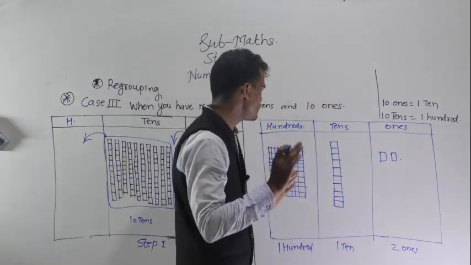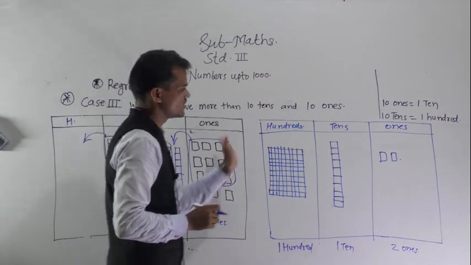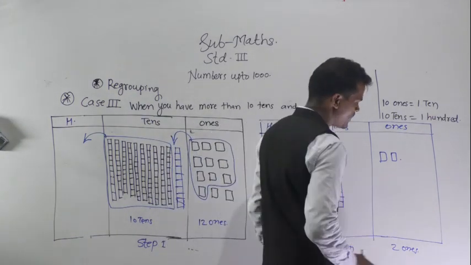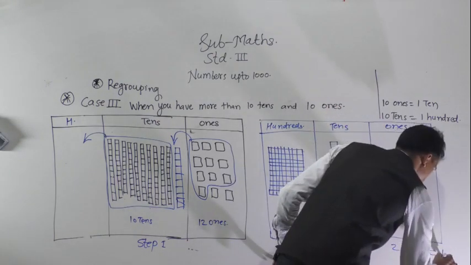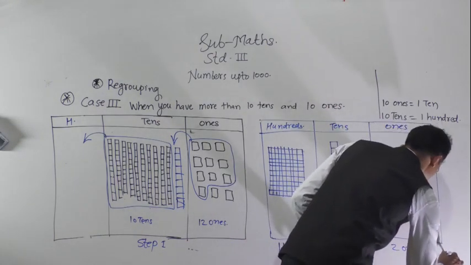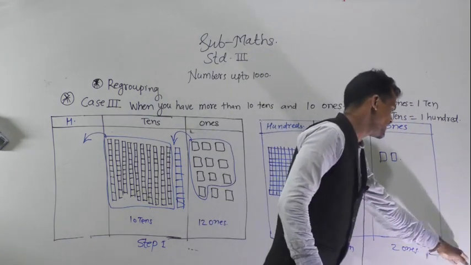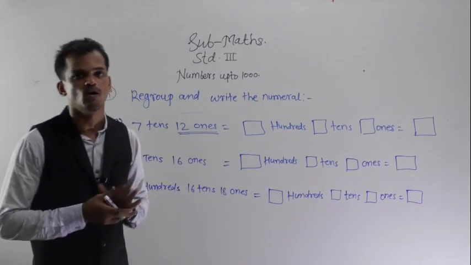See, 10 tens and 12 ones we regroup into 100, 1 ten and 2 ones, and which number is formed here? 1 at the 100 place, 1 at the 10 place and 2 at the 1 place. So the number 112 is formed. We'll solve some examples on regrouping.